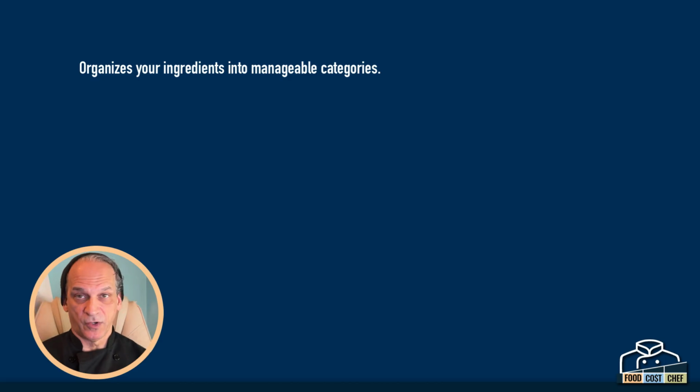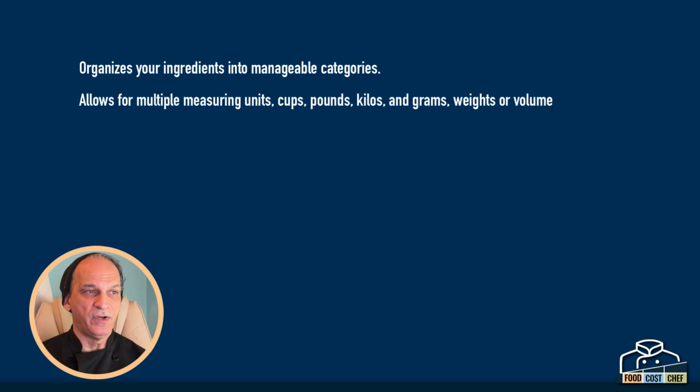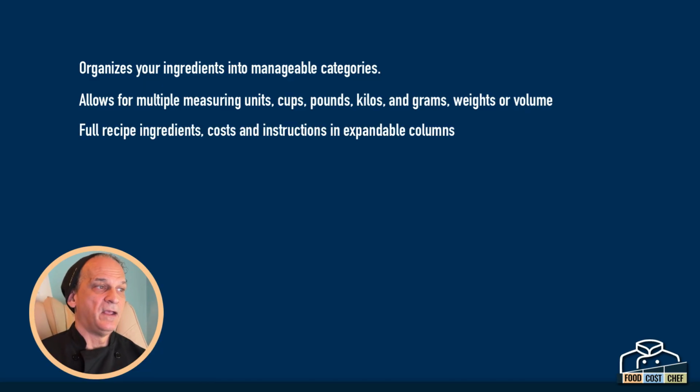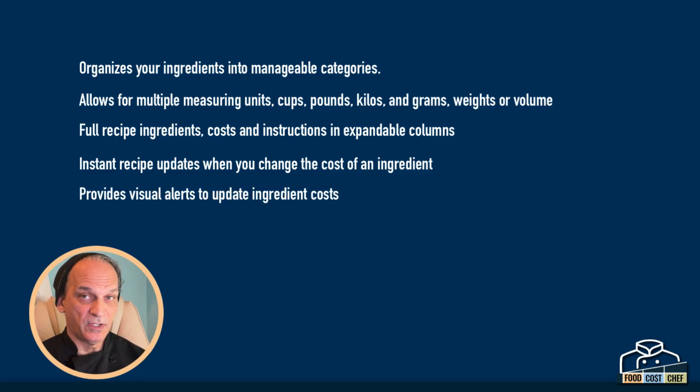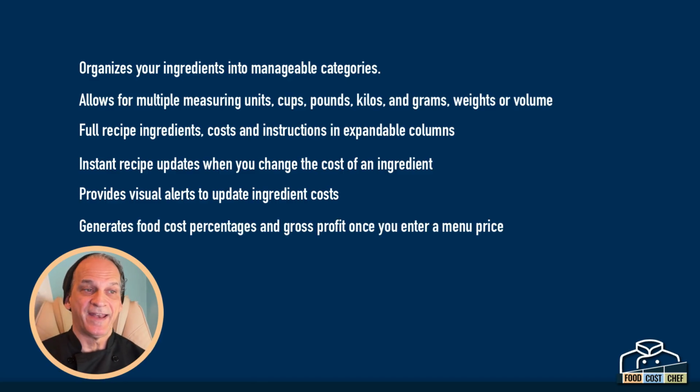It organizes your ingredients into manageable categories. It allows for multiple measuring units like cups, pounds, grams, ounces, weights or volume, you decide. Shows full recipe ingredients, costs, and instructions in collapsible columns. Updates instantly the moment you update the cost of an ingredient in that recipe. Provides visual alerts to update ingredient costs. Generates food cost percentages and gross profit once you enter your menu price.